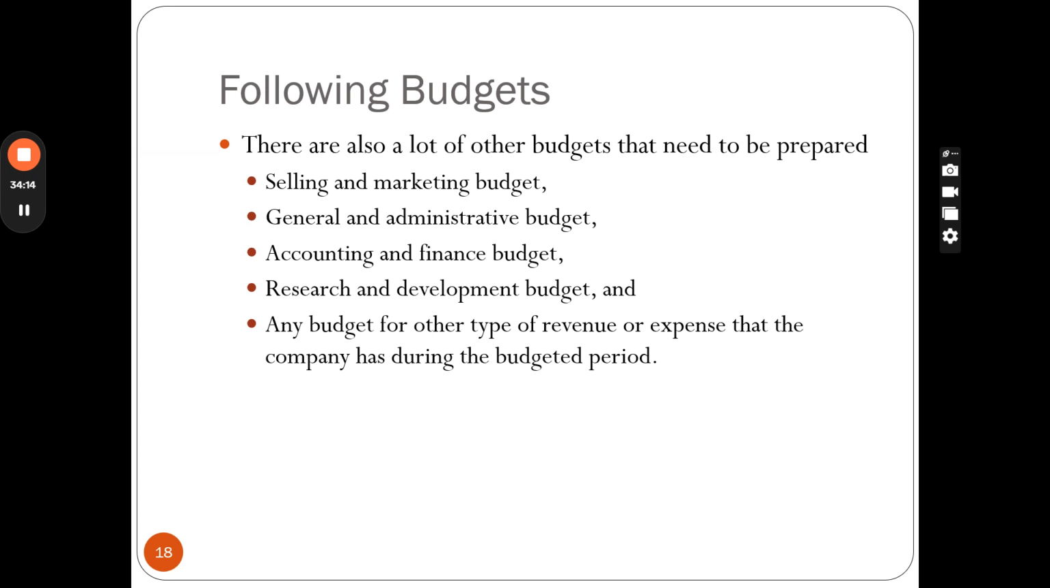Then you will have other budgets like the selling and marketing budget, the general and administrative budget, how much salary you have to pay for an accountant, for example, and the research and development budget. These are all not related to your production. So any budget for other types of revenue or expenses will come under the extra budgets we discussed here.